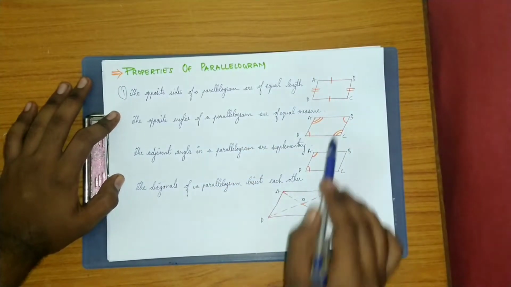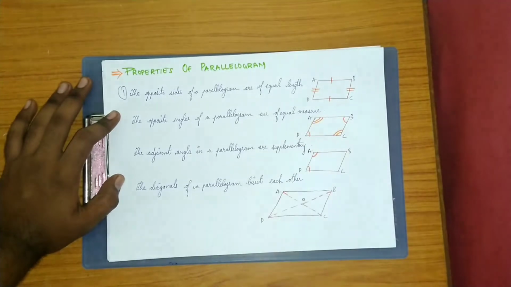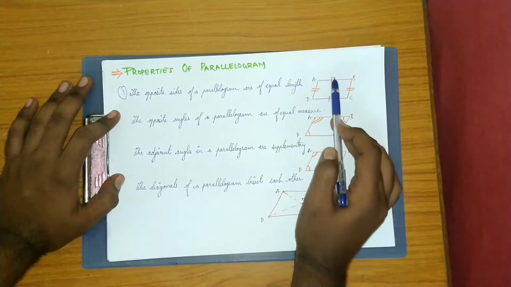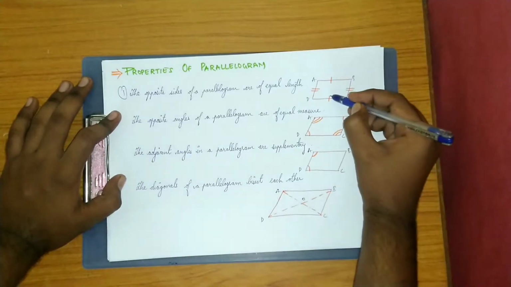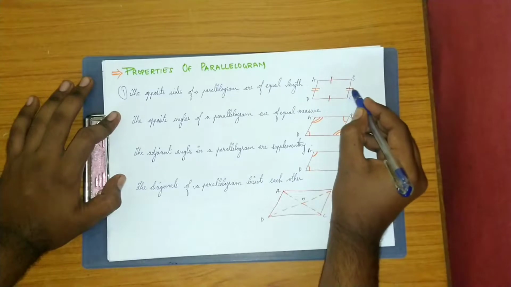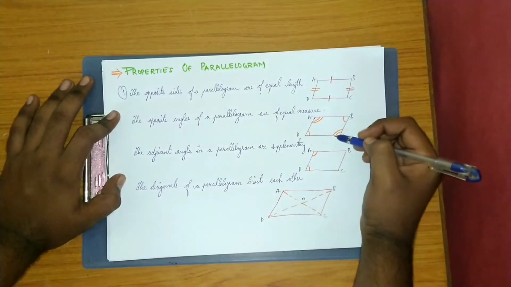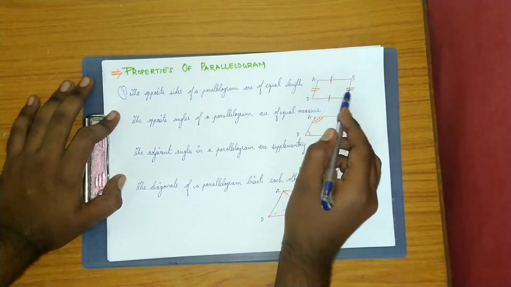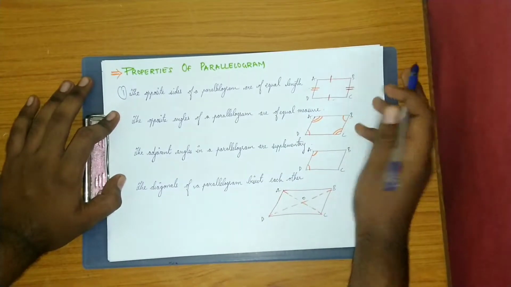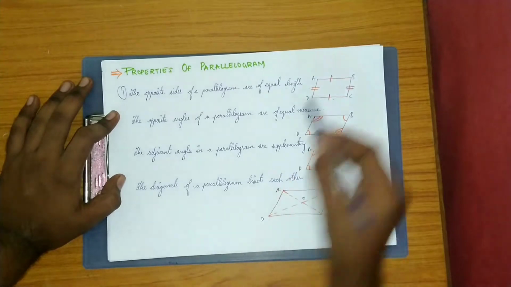That means if you see the opposite sides, what are the opposite sides here? Now AB and DC are the opposite sides and they are equal. See, this one line indicates they are equal. Then what about the double lines? This double line indicates that these two are equal. These opposite sides are equal. Adjacent sides are not equal. Fine. Opposite sides are equal.